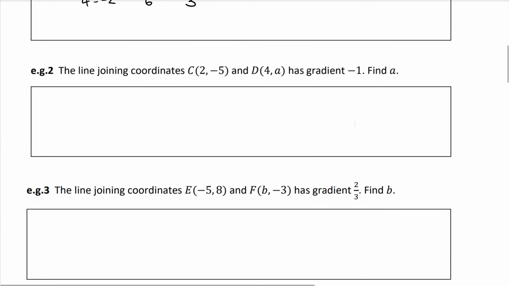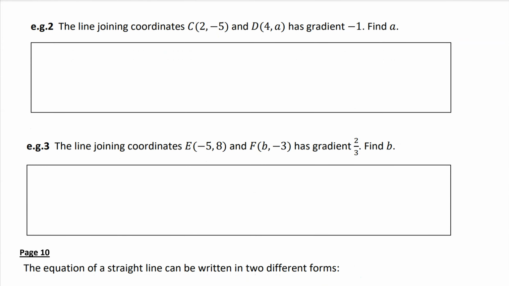Let's have a look then at example 2, where it's a little bit trickier because if you look at the second point, we haven't been given the y coordinate, and that's what we're going to find. However, we have actually been told the gradient here. So the first thing I'm going to do is work out what the gradient is in terms of a, so in terms of this algebra here.